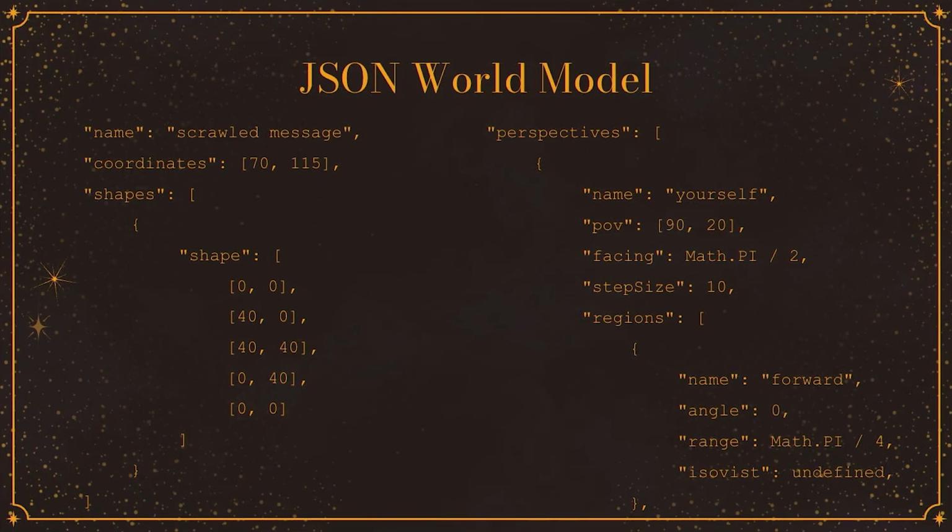Here's just the JSON world model. So the objects are just a set of coordinates with their polygons, which are more coordinates. And then this is an example of the player perspective. So it has different regions that are available to it, and you can define what angles the regions take place in.